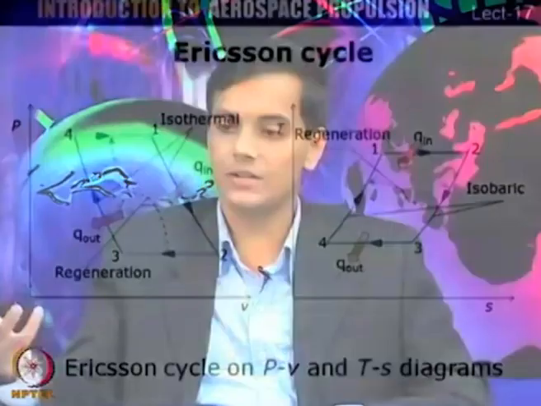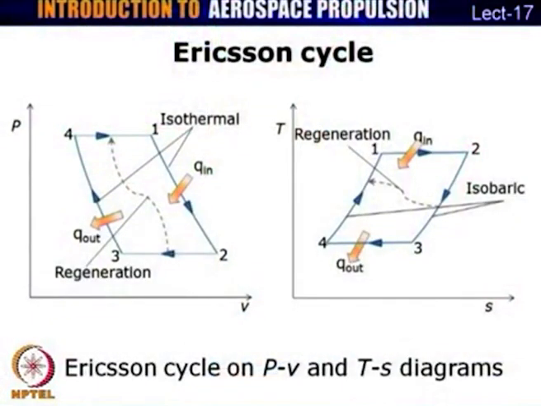So, the difference between the Ericsson and the Stirling cycle is only in the regeneration process. In the Stirling cycle, the regeneration was constant volume regeneration. In the Ericsson cycle, it is constant pressure regeneration. The heat addition is isothermal in both the cycles, Stirling as well as the Ericsson cycles. So, let us look at the PV and TS diagrams of the cycles.